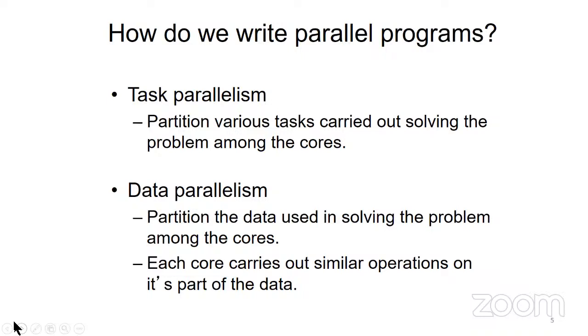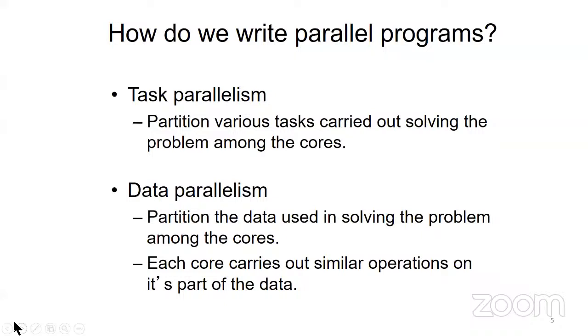So here you can see task parallelism, where we can partition or segregate the various tasks to solve this problem among the cores. There is one single core, and there are multiple cores. So we have to divide the task among the multiple cores, so we can process any task in parallel. So this is one thing.